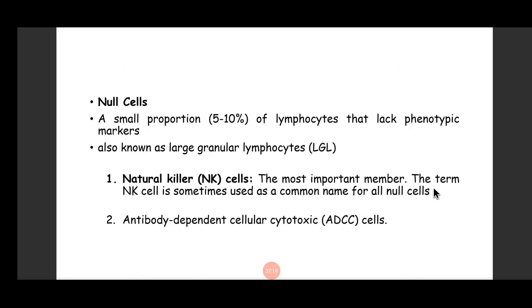Other cells, I should say, are null cells or natural killer cells. Now we don't use the term null cell, we use the term natural killer cells. They lack a phenotypic marker of both B lymphocyte or T lymphocyte. That's why they were called null cells, because they were lacking the phenotypic markers of both the cells. They are of many types. One is natural killer cells and antibody dependent cellular cytotoxic cells.